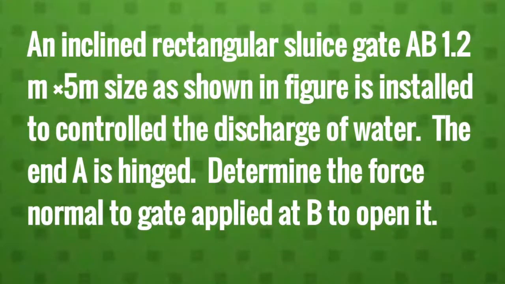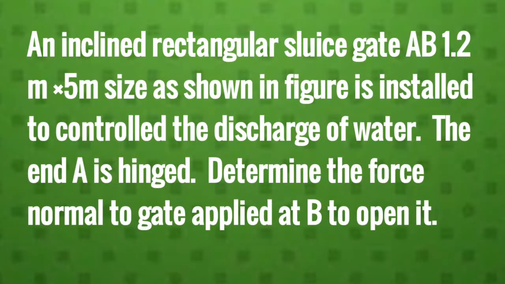An inclined rectangular sluice gate AB, 1.2 meter by 5 meter in size, as shown in the figure, is installed to control the discharge of water. The end A is hinged. Determine the force normal to the gate applied at B to open it. So this was the given question.